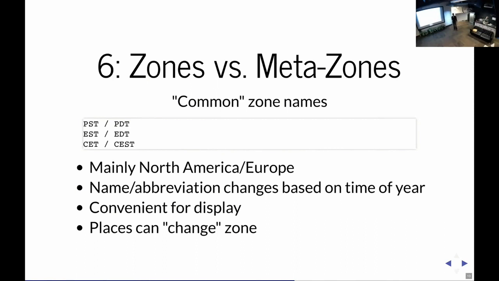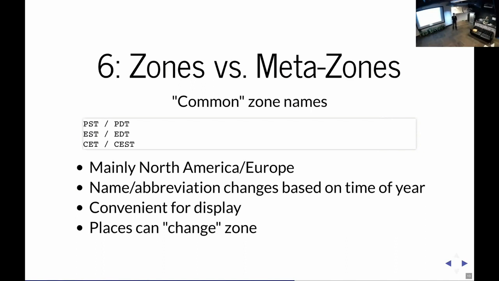Then there's something that isn't really well defined, but I like to think of them as meta zones. So things like PST and EST, which is Pacific and Eastern Time in North America, and things like CET and CEST, which is Central European Time and Central European Summertime. It's always confused me that we get the S in winter and they get the S in summer. And the thing about these is, yes, you can use these, but a few quirks about them is that the name and the abbreviation changes based on the time of year. So the identifier isn't very stable. It's convenient for display. Many people are very familiar with these.